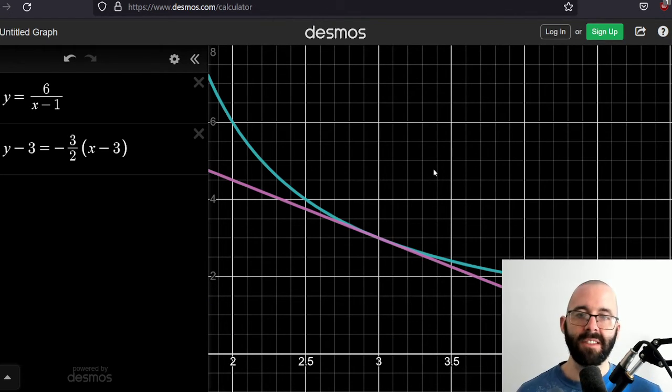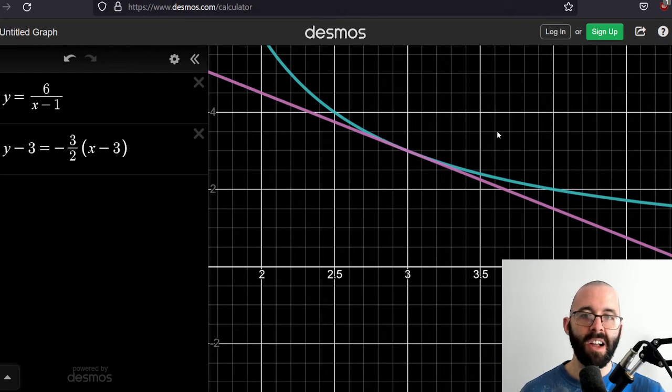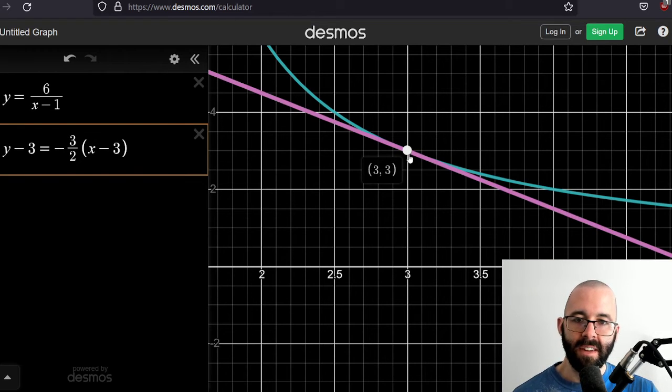This is what it actually looks like right here. So this looks a lot more like a tangent line, right? Very good. And it's tangent at this point. Cool, let's do one more, 149.